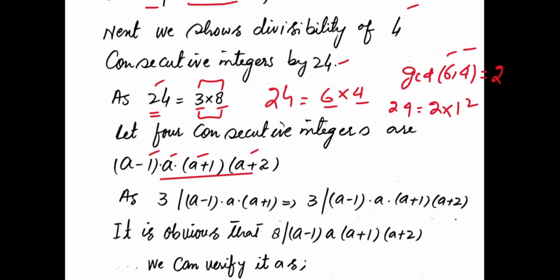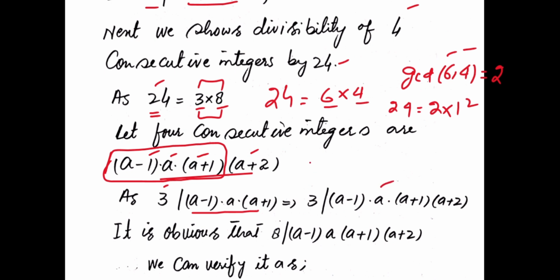As in the above part, we have shown that the product of the first three consecutive integers is divisible by 3. So if this part is a multiple of 3, then clearly when you multiply this part with a plus 2, it will also be a multiple of 3. This shows 3 divides the product of these four consecutive integers.